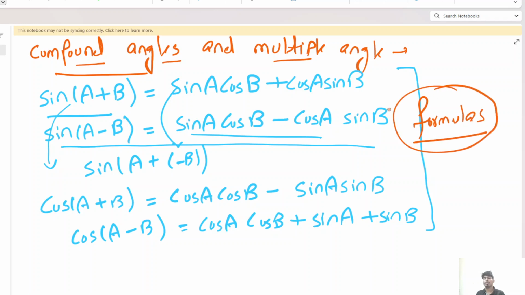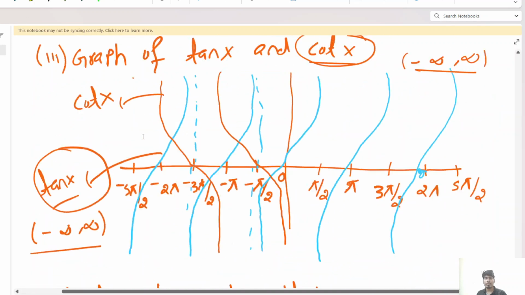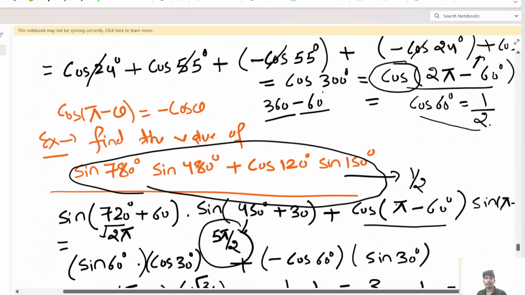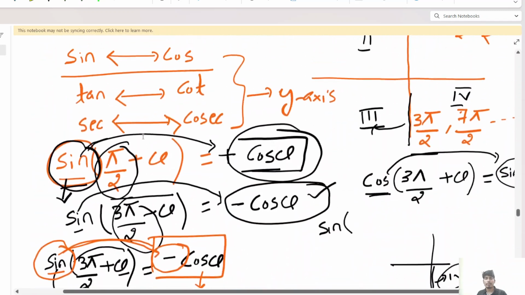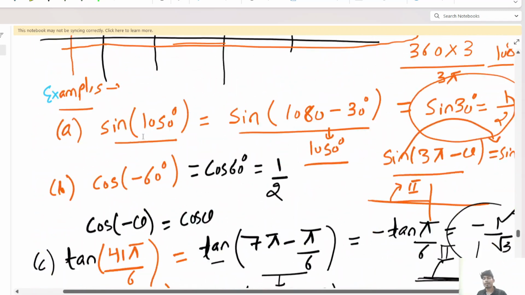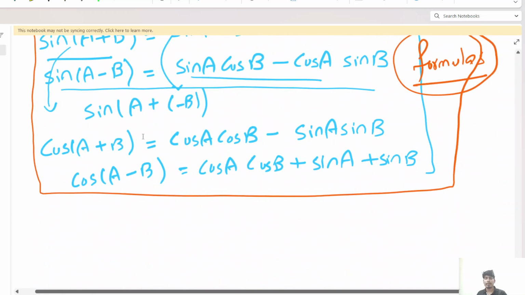Okay students, you learn these formulas. In the next lecture we start from these. In this lecture, let me revise what we have done. We have done graphs of functions, and these identities, trigonometric functions and angle changes with respect to the y-axis and x-axis. In this class we have done these.